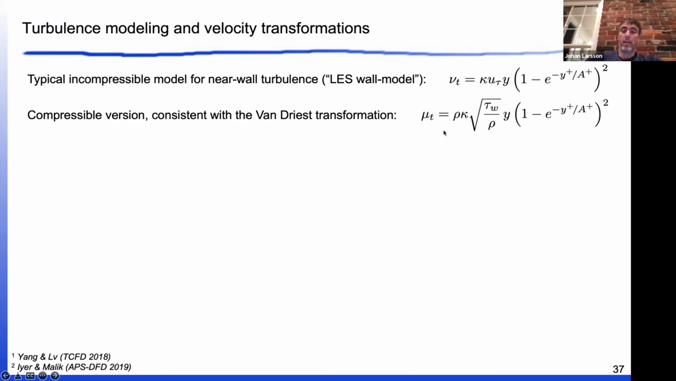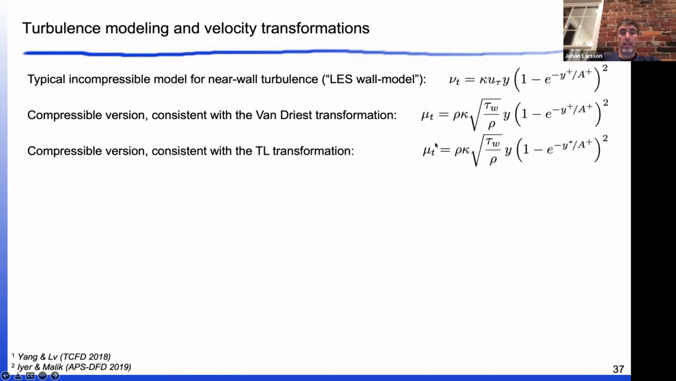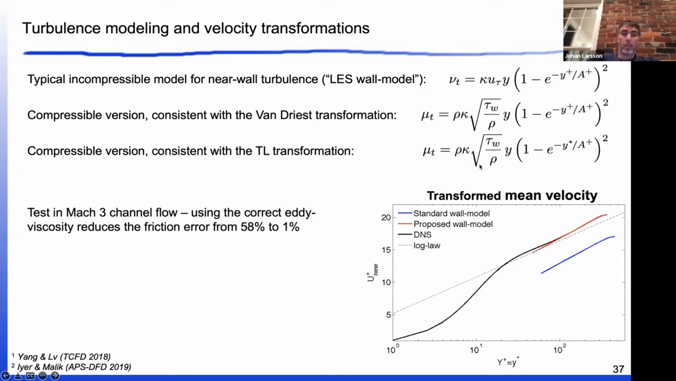And so if you do the Van Driest transformation, this is the form of the eddy viscosity. And if you instead believe the TL transformation, it's very, very similar. The only difference is that you have to then replace the y plus with a y star in the viscous damping function. Is that important? So here are wall modeled LES of a Mach 3 channel.